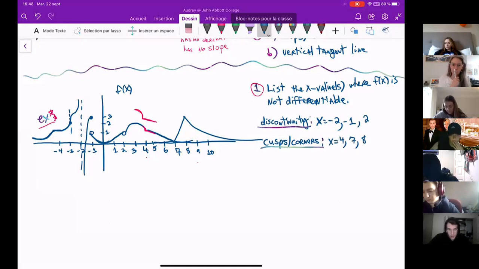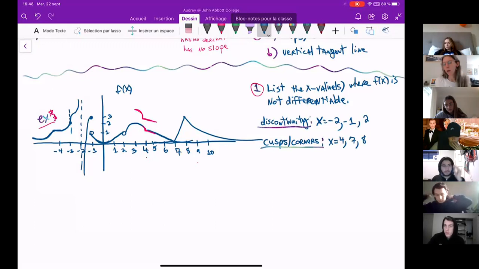For an exam, because here we're doing cusps and corners, if you're asked to list them, would you have to specify if it's a cusp or corner? No, I'm not going to ask you to separate those. That said, 4 is a cusp and 7 and 8 are corners. Nope, 8's a cusp, I'm sorry.